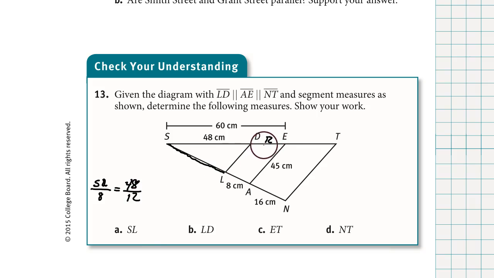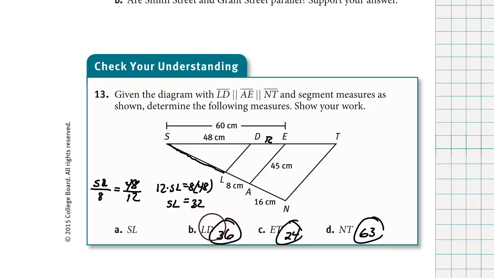Now in doing this, please notice that I had to figure out how long that was. I have up here some information. All the way across here is 60, and then from here to here was 48. That's how I knew that that bit was 12. Then with cross multiplication, we could find this answer. 12 times SL equals 8 times 48. Divide both sides by 12. 48 divided by 12 is 4, and 8 times 4 is 32. So SL is 32. I'll pause the video. Please figure out B, C, and D. The answers are 36, 24, and 63.